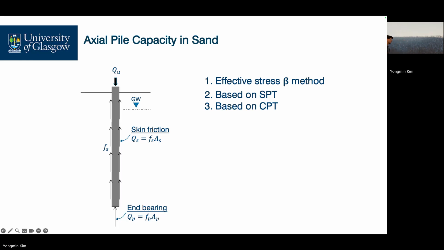Then SPT and CPT results have something to do with our beta methods. They correlate well with sand material properties compared to clay. That's why for the bearing capacity of the pile in sand, we frequently use in situ test results, SPT and CPT. And then sand material behaves like drained material, so the mostly go-to approach is the beta method.